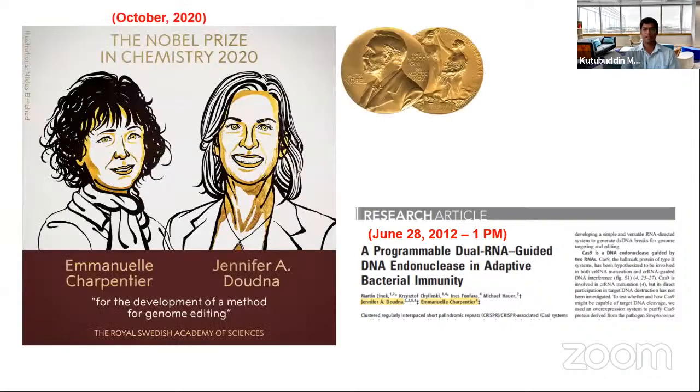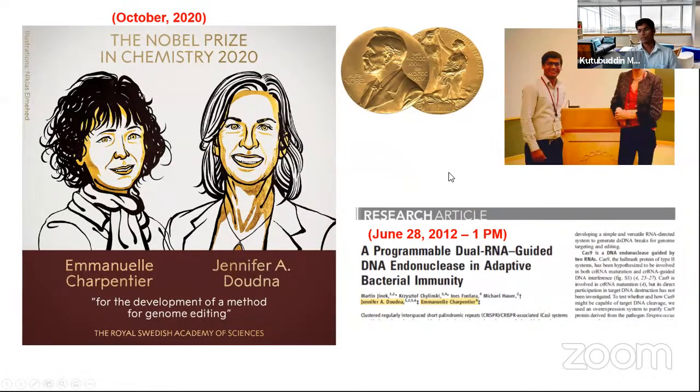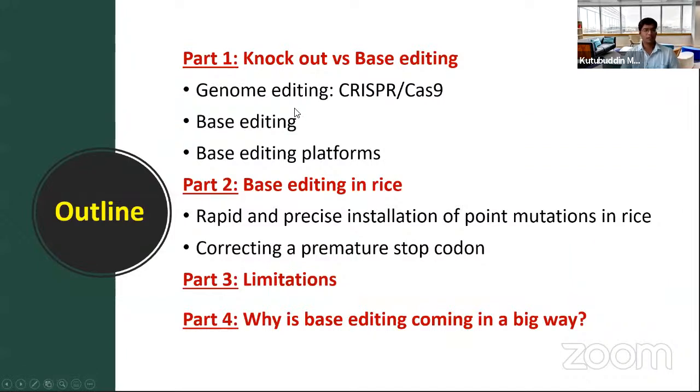This year, the Nobel Prize has been awarded to Emmanuel Charpentier and Jennifer Doudna for the discovery or development of a method for genome editing. That technology is nothing other than the CRISPR-Cas9 technology. I will be talking a lot about this technology today, not only limited to the conventional knockout by CRISPR-Cas9, but going beyond it. That technology is called base editing. So let me come to my outline of today's presentation. In the first part, I will briefly introduce what genome editing is and how CRISPR-Cas9 is utilized for genome editing.